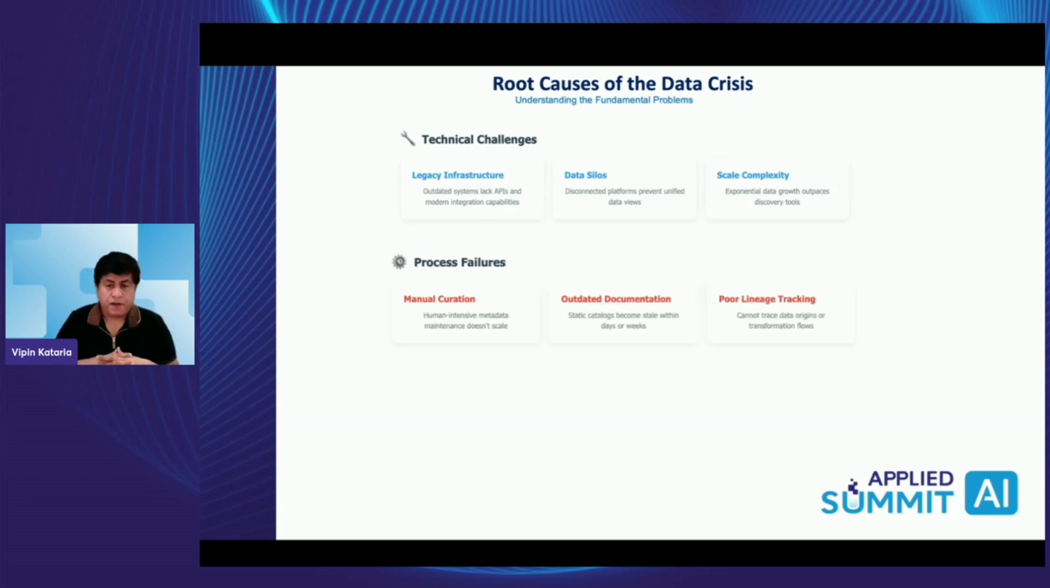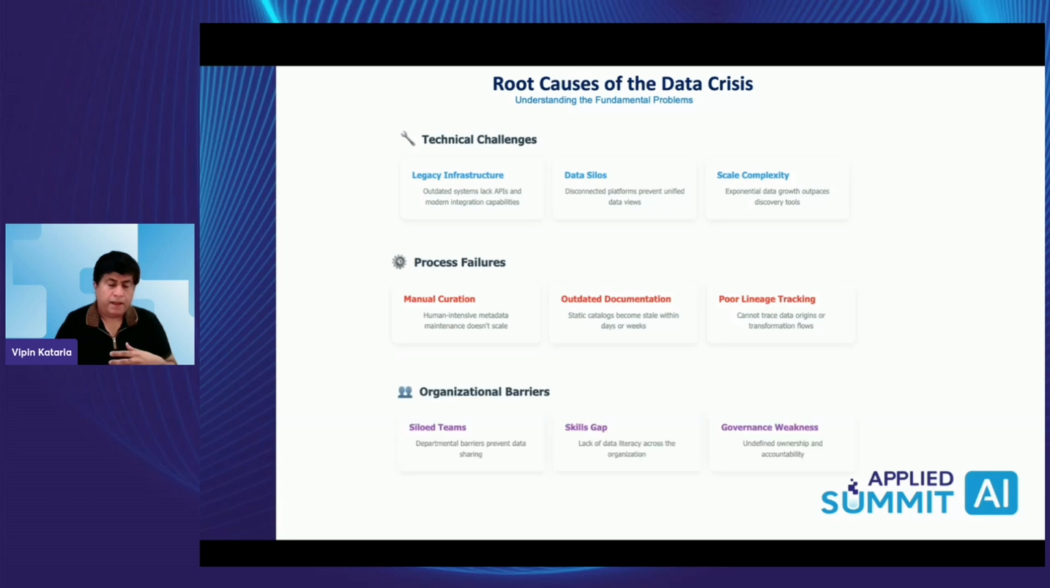Then there are process failures. We're still doing things manually, like in 1995, maybe, and documentation gets outdated the moment it's written, and we can't track where data comes from and where it goes. And then there are organizational barriers. Teams don't share data. They are living in silos. There is a huge skill gap. Data people don't understand business. Business people don't understand the data, and nobody is really in charge of making this better.